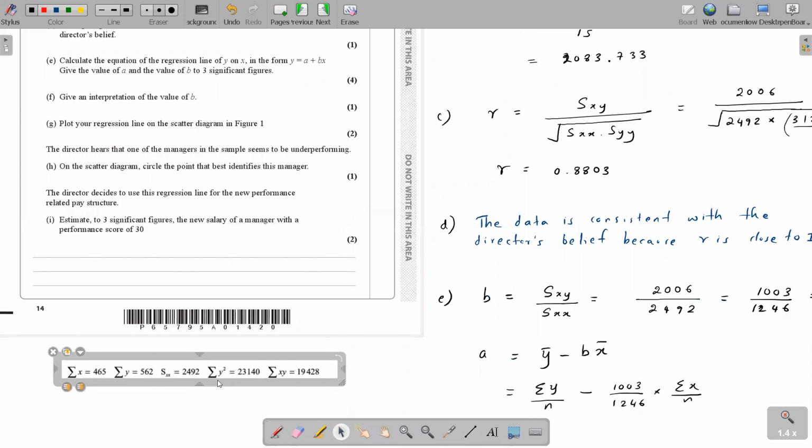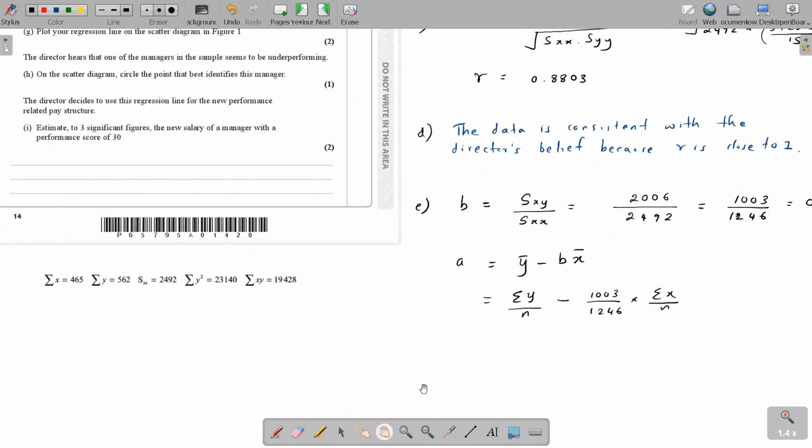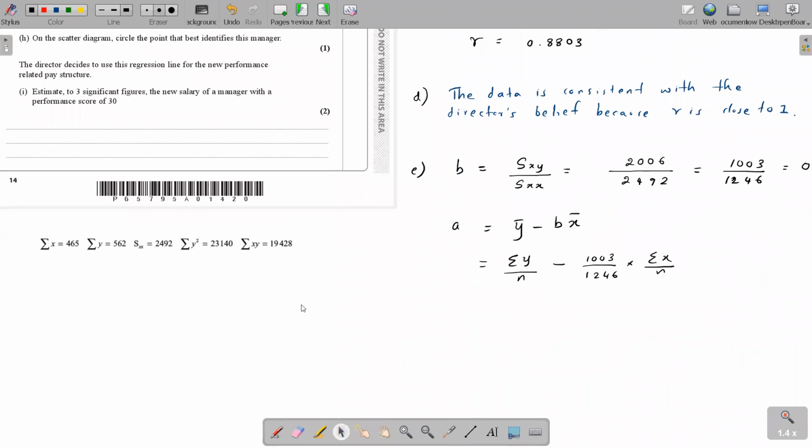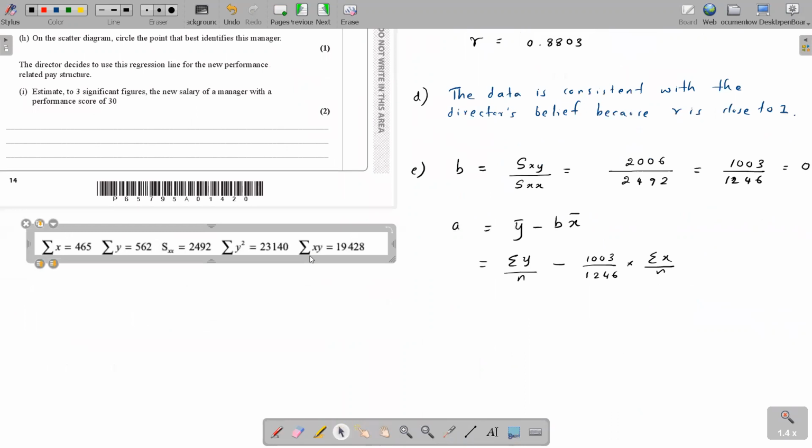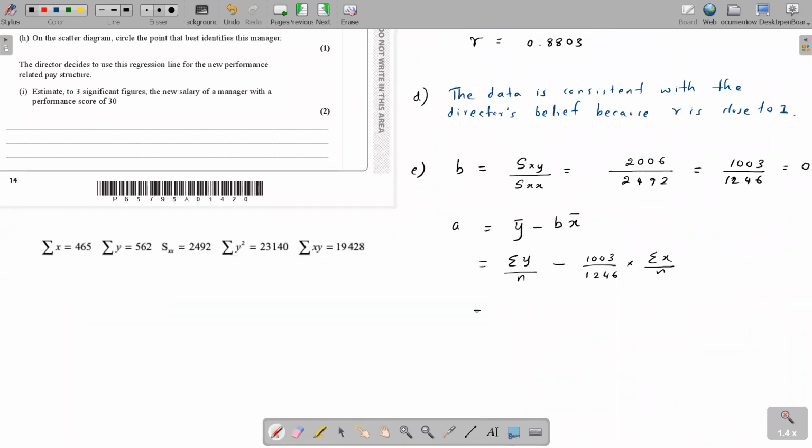This is the information they had given us in the beginning, so I just brought it down here so that we can see it. Sigma y is 562, n is 15. Remember n is 15. 1003 over 1246 times sigma x, which is 465, over n, again 15. Children, how much is the A figure? 12.5.